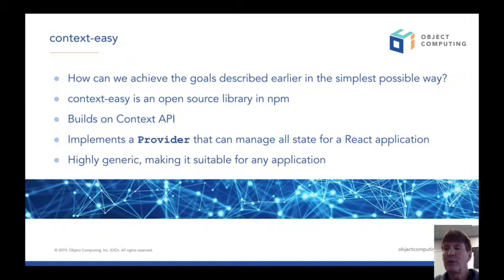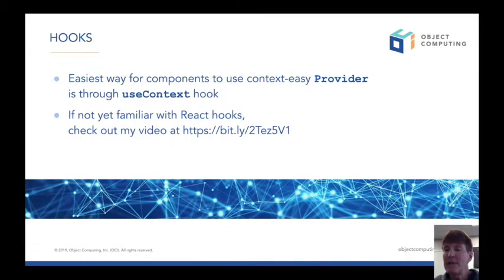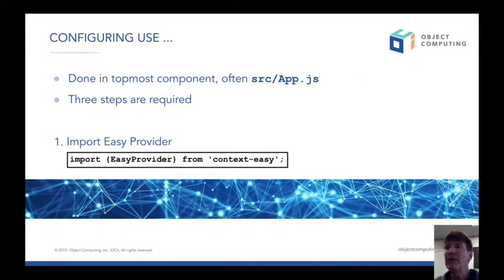ContextEasy is an open source library in NPM. As the name suggests, it builds on the Context API. It implements a provider that can manage all the state for a React application. It is highly generic, making it suitable for any application. The easiest way for components to use the ContextEasy provider is through the useContext hook. If you're not yet familiar with React hooks, check out my video on the topic at the URL on the screen.